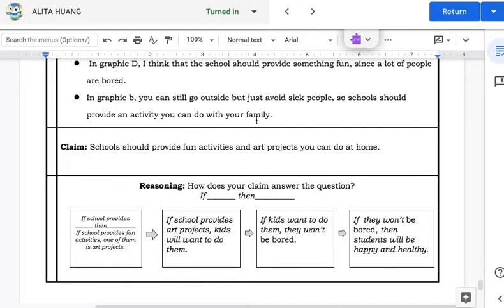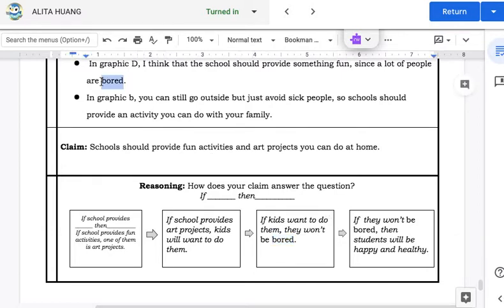I want to point out Alita's reasoning. I just think her jumps are really clear, and I love even this little tiny jump here where it's if schools provide fun activities, one of them is art projects. If schools provide art projects, kids will want to do them. It makes sense. Schools provide a lot of different stuff, but we should be making sure we provide the stuff kids want. And so that little jump really brings out clarity in her thinking. And then again, she's talking about being bored, which she had talked about here in her evidence.